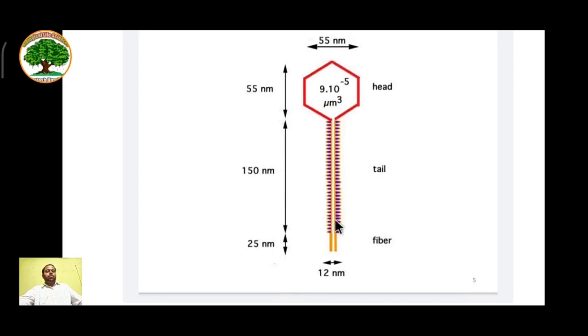This is the structure of the lambda phage. The size of the tail is around 12 nanometer. The fiber is around 25 nanometer. The middle part of the tail is 150 nanometer. Then the head is 55 nanometer.